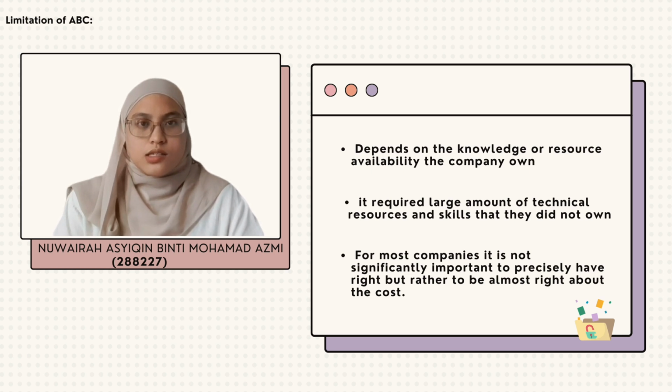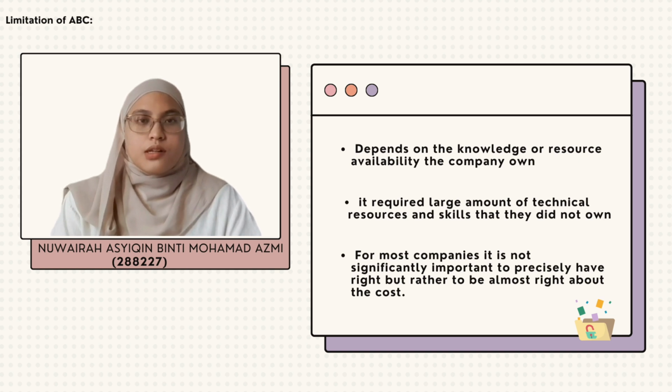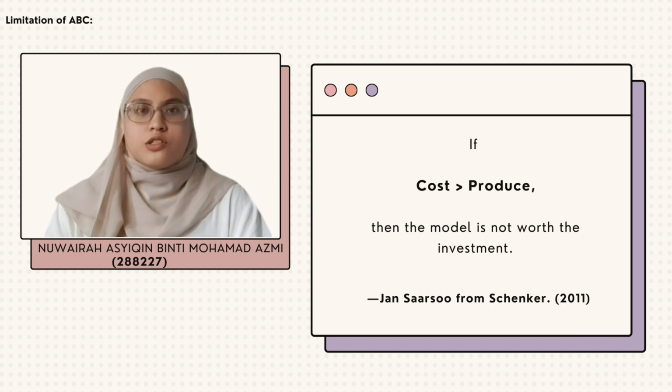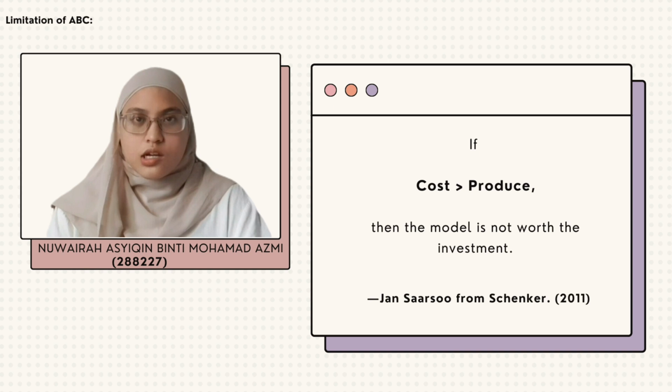Even though ABC costing is a perfect method to calculate the right amount, for most companies the top management feel that it is not significantly important to get it precisely right, but rather to be almost right about the cost. That's why they like to stick with traditional costing, since it can cut costs and is not time consuming. John Sarsu from Schenker Company stated that if the ABC project will cost more than it produces, then the model is not worth the investment.